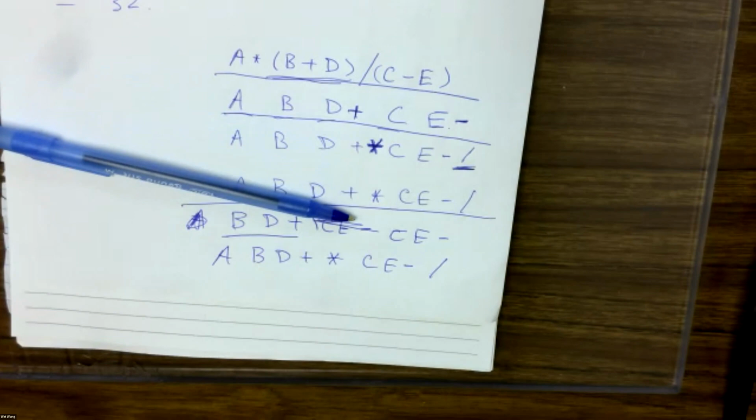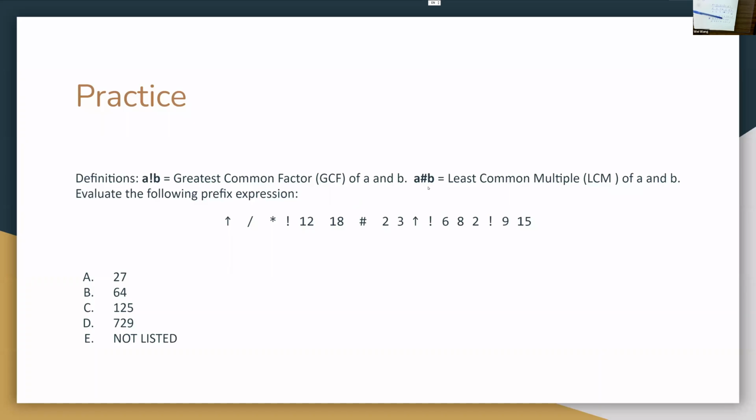And now let's go back to screen sharing again. This one. Evaluate this. So there are a couple of explanations here. You know what these are, right? Greatest common factor and the least common multiple. You know what that is, right?